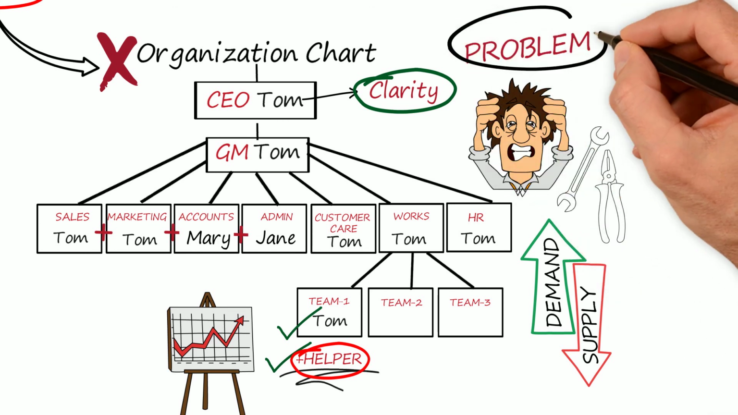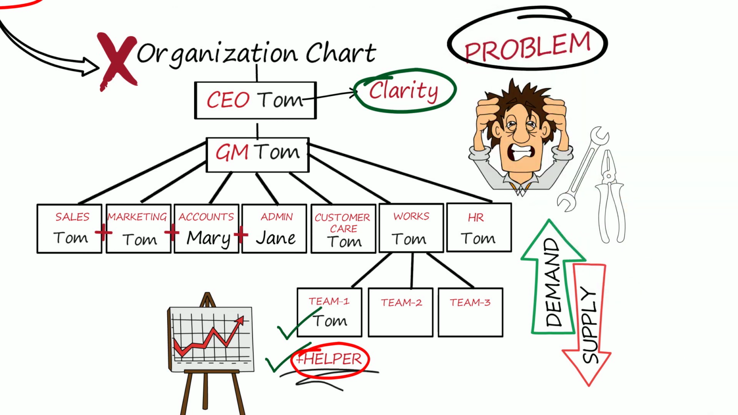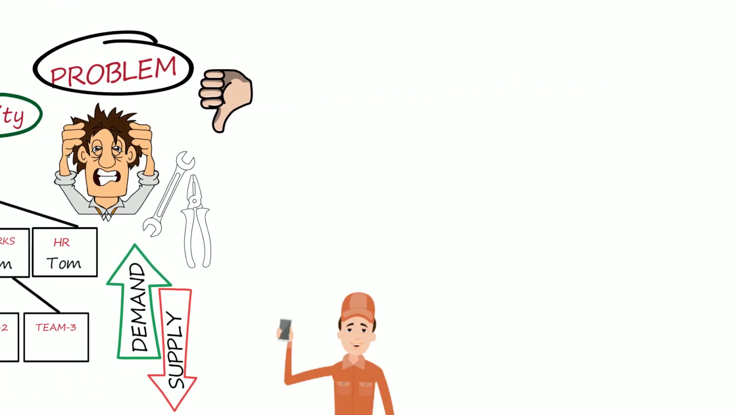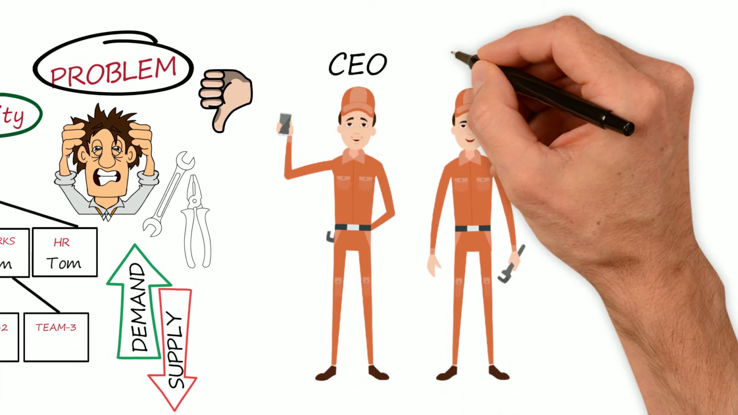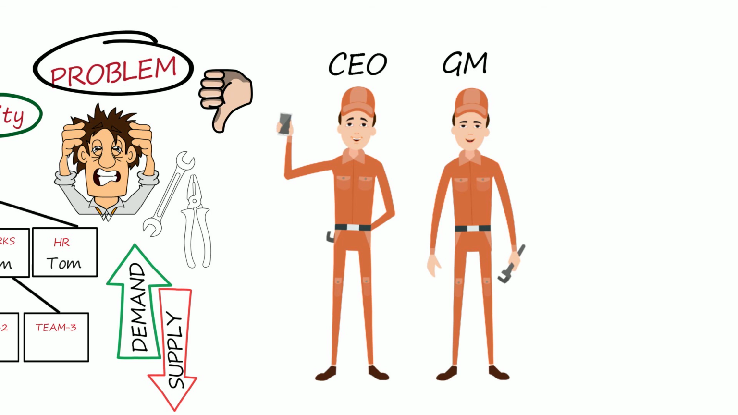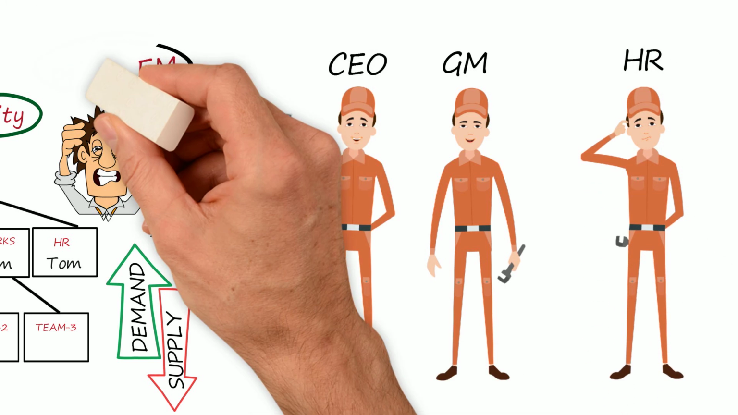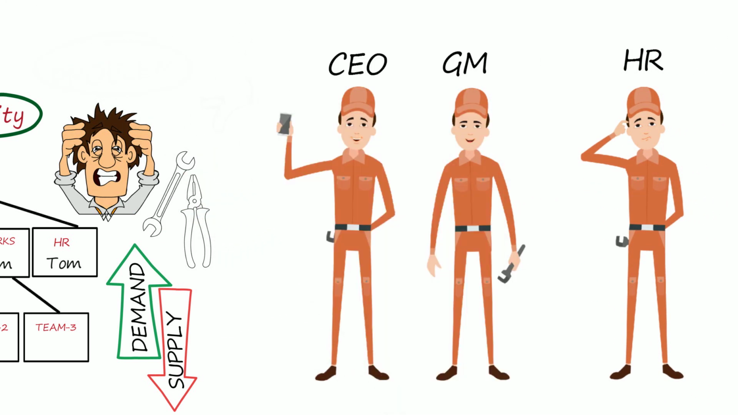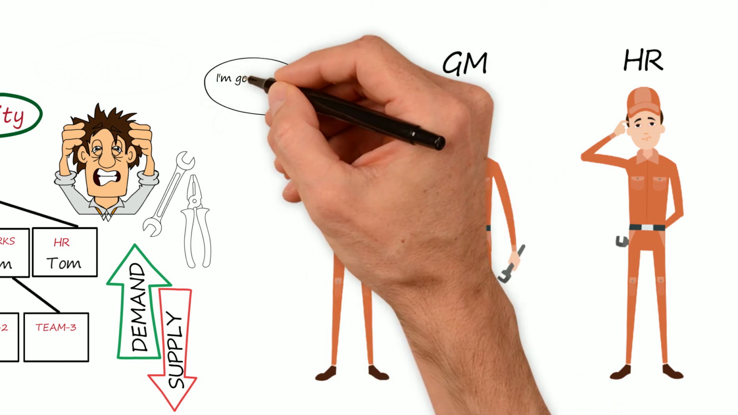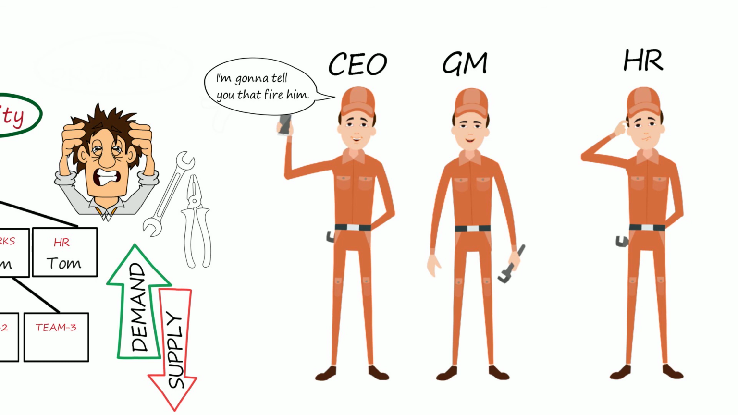So the problem that we really have here is Tom the HR man is not doing his job properly. So what needs to happen is Tom the CEO needs to speak to Tom the general manager and say, hey, general manager, get on to the HR guy and get that problem solved now. Because if you don't get that solved, I'm going to tell you to fire him.